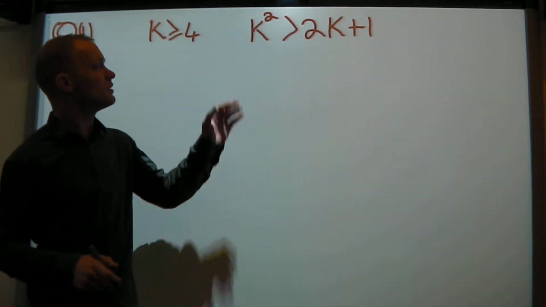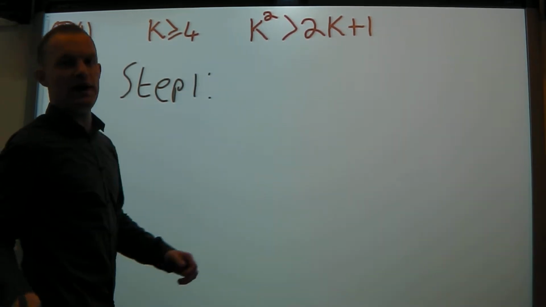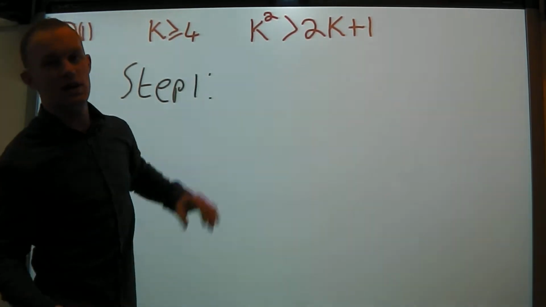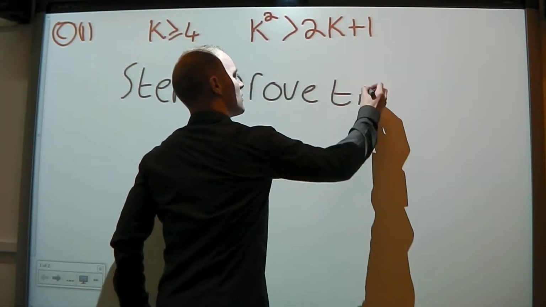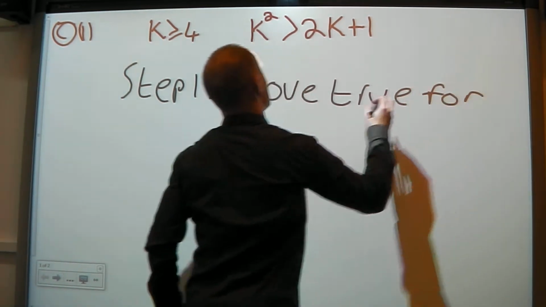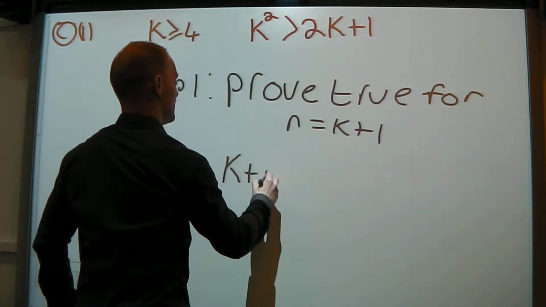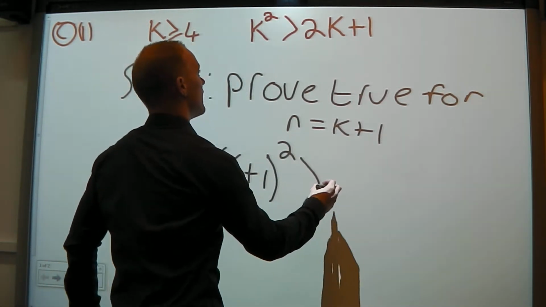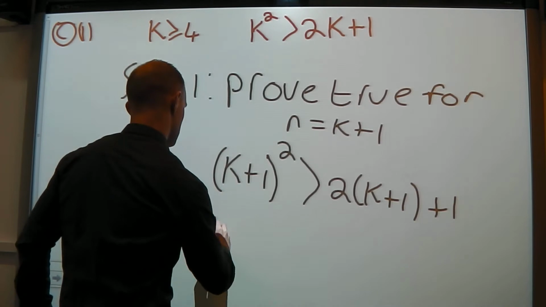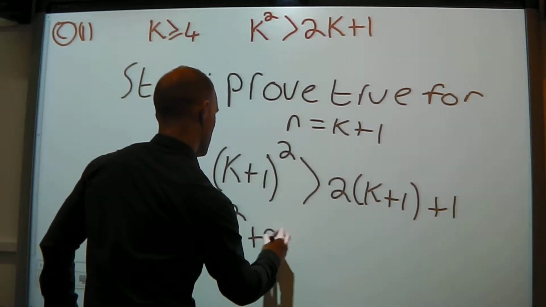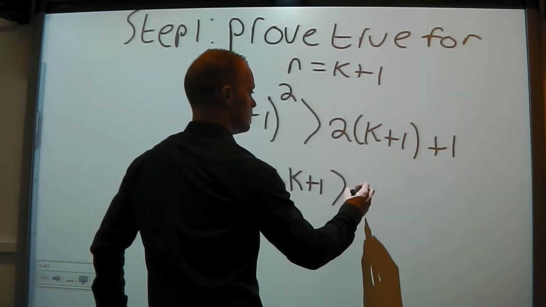For the first part of this question, we know the first step, step 1, is to assume true for n equal to k, but we're already given it in k. So step 1 in this situation would be to prove true for n equal to k plus 1. In this case, n equal to k plus 1. So we have to prove that (k plus 1) all squared is greater than 2 times (k plus 1) plus 1. That is, prove that k squared plus 2k plus 1 is greater than 2k plus 3.